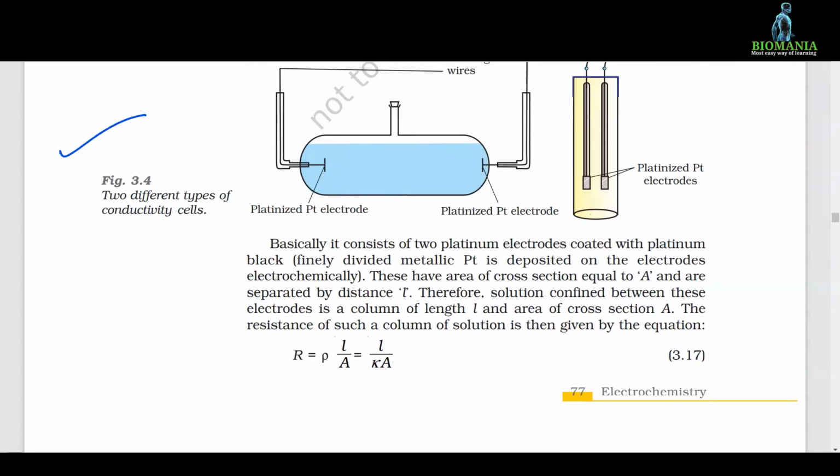Basically, it consists of two platinum electrodes coated with platinum black, that is finely divided metallic platinum deposited on the electrodes electrochemically. These have area of cross section equal to A and are separated by distance L. Therefore, the solution confined between these electrodes is a column of length L and area of cross section A. The resistance of such a column of solution is given by the equation R = ρL/A = L/κA.